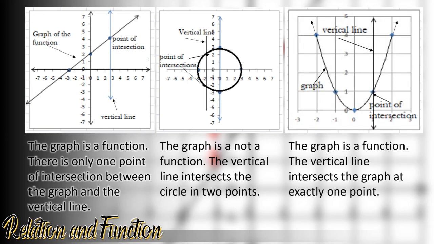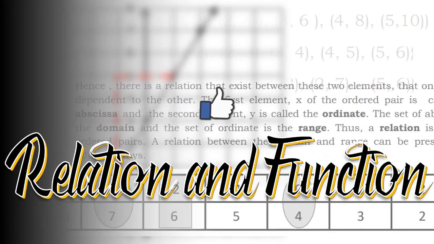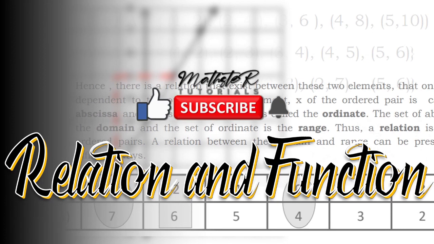And for the third example, the graph is a function. The vertical line intersects the graph at exactly 1 point. So the graph of the first example is a linear function, linear graph. The second example is a circle, and the third example is a parabola, or the graph of a quadratic function. And that is what relation and function is all about.